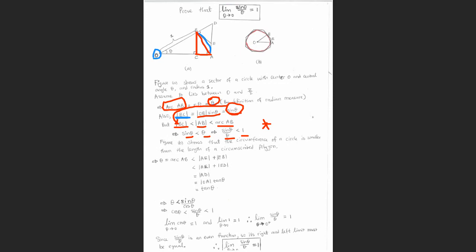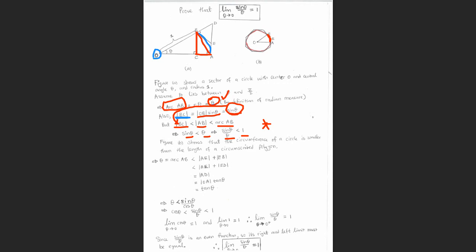So now I'm looking at this second piece here. The arc AB, which is this piece here, is less than, and take note that arc AB is theta, because we've shown that in the beginning. So theta, which is equal to arc AB, is less than the distance AE. If you can see from the second diagram, I'll just show you from the first so that you see the relationship. So think about this blue arc.